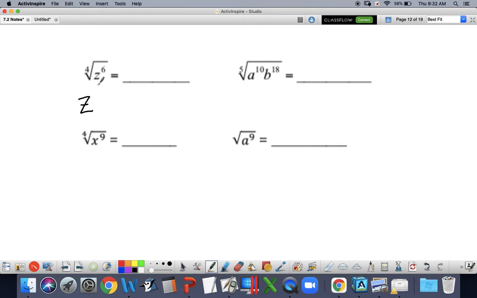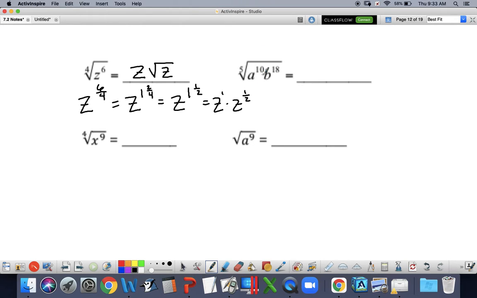I like to do the mixed number approach if I know I'm going to have a fraction that I need to simplify down. So I have z to the 6/4, which if I write that as a mixed number, I have z to the 1 and 2/4, which is z to the 1 and 1/2. The whole number part, that's outside of the radical, and then the 1/2 part, that's under the radical. So I get z square root of z.